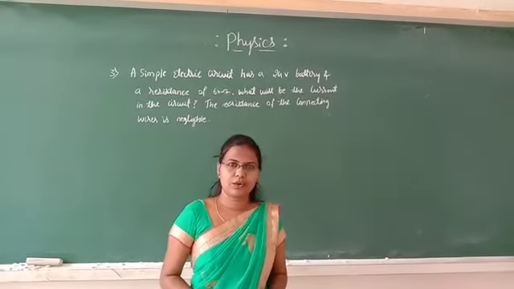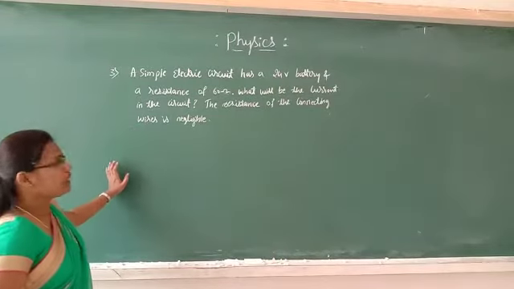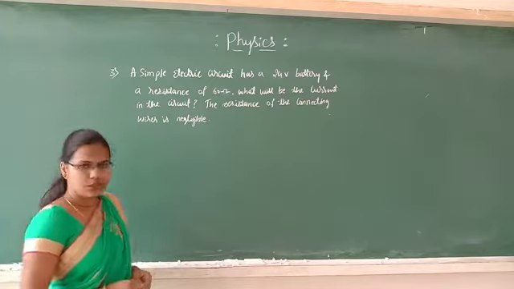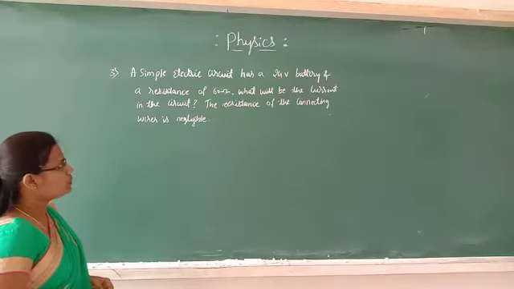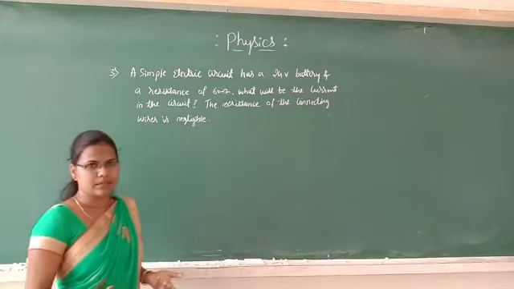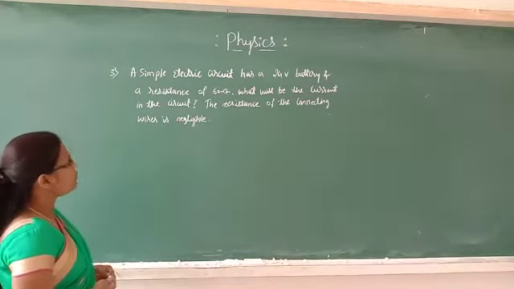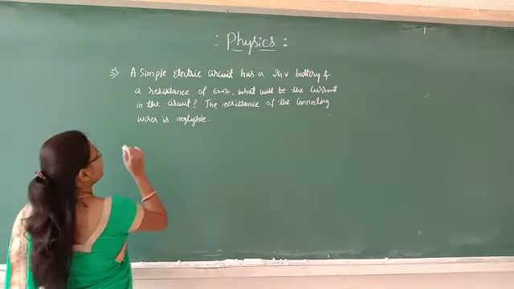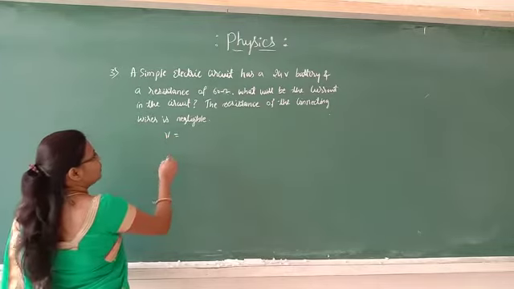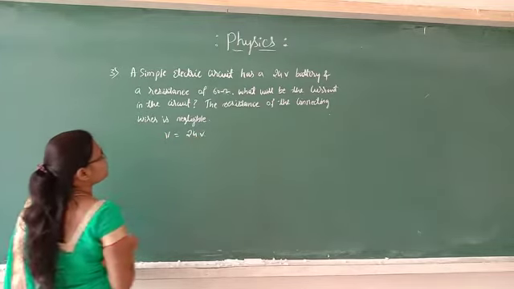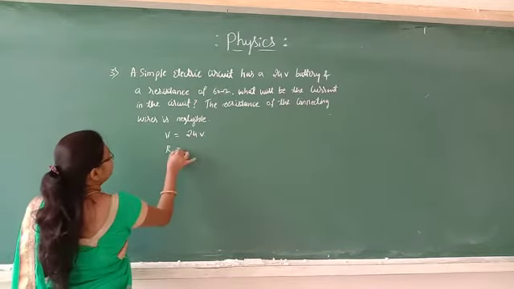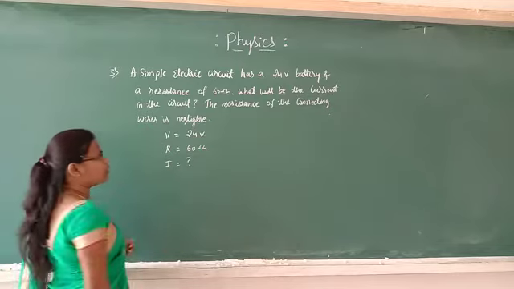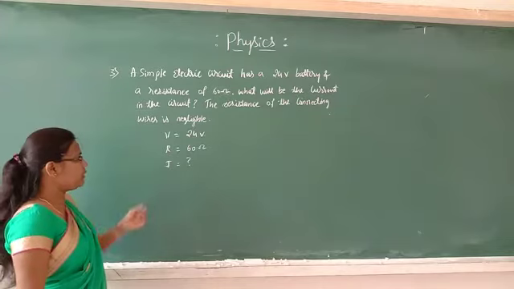So next, third question. A simple electric circuit has a 24 volt battery and a resistance of 60 ohm. What will be the current in the circuit, if the resistance of the battery is negligible? Okay, so in this case we have to calculate the current which is flowing through a circuit. So first we have to write the given quantities. So first one is the battery voltage, it is 24 volt, and the resistance R is equal to 60 ohm. Then we have to calculate the current, so that means we have to calculate I.